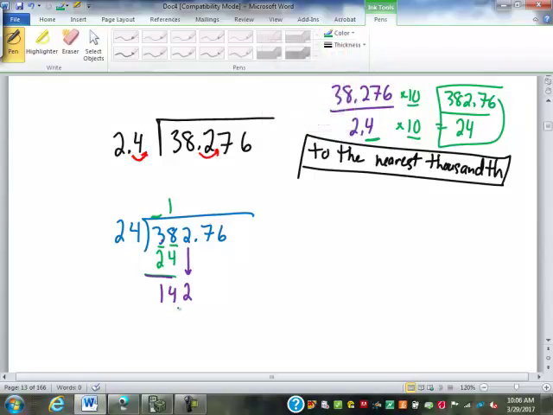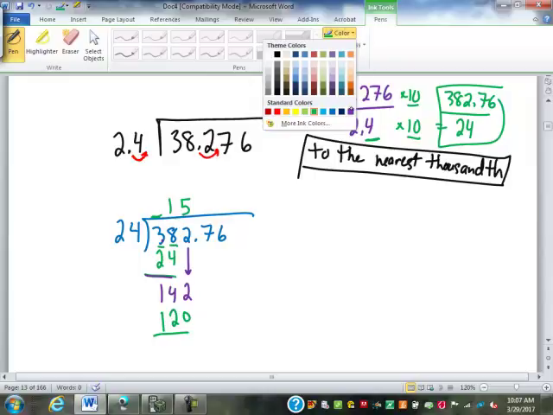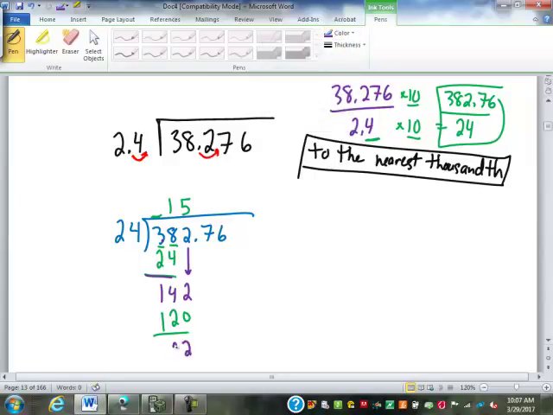24 into 142. Say 6, will 6 go? 6 comes up to 144. 6 just won't quite go. So we'll have to go 5 times. 5 times 24 is 120. We subtract, we get 22.